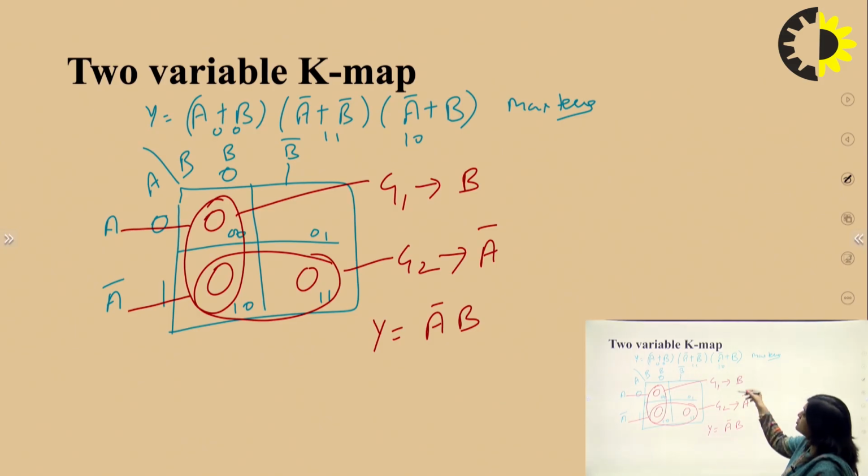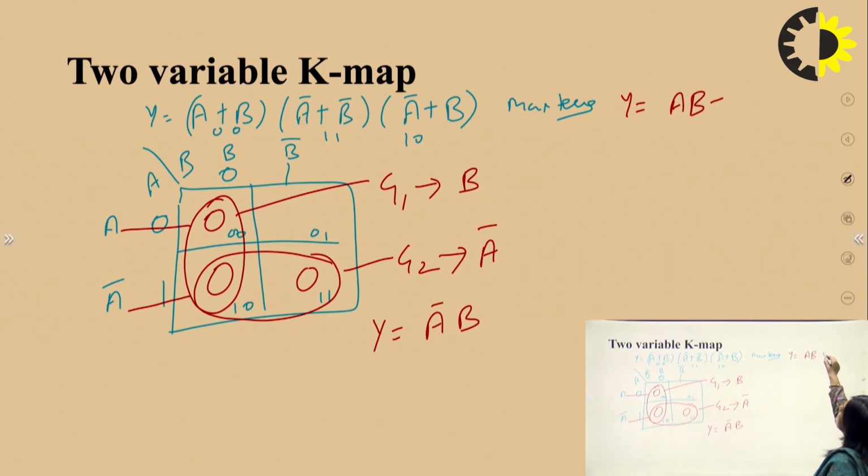Because there are two groups, we will have to take the product of both these groups. So this is the final answer for the two variable K-map. Now if the question is in the form of the SOP, like A B plus A bar B bar plus A bar B, how can we solve this question?